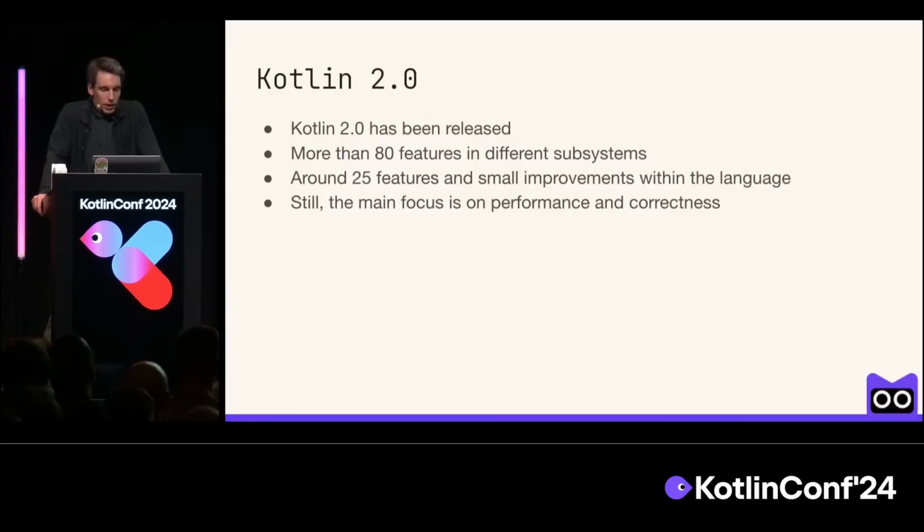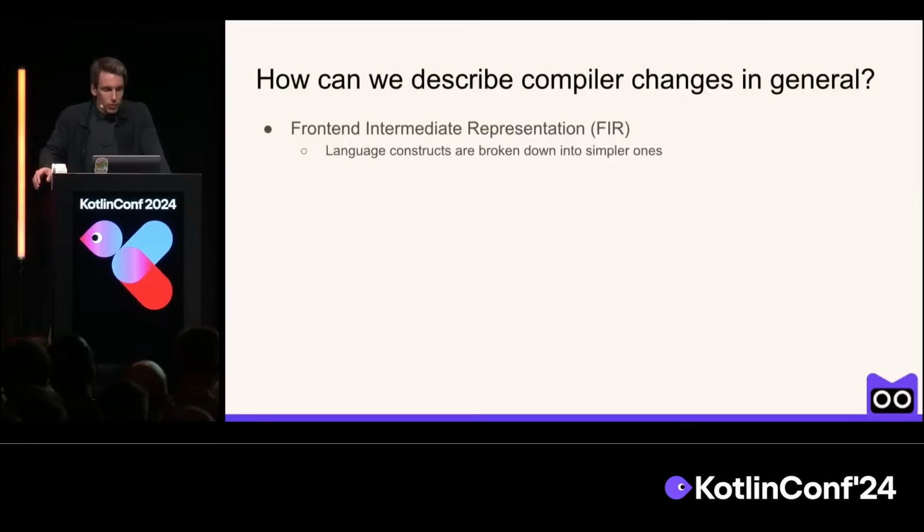However, as usually happens when you're writing something, you end up with a bunch of features. So we actually have more than 100 features in this release. But as you see, none of them are syntactical. So how can we describe these changes in terms of the compiler?